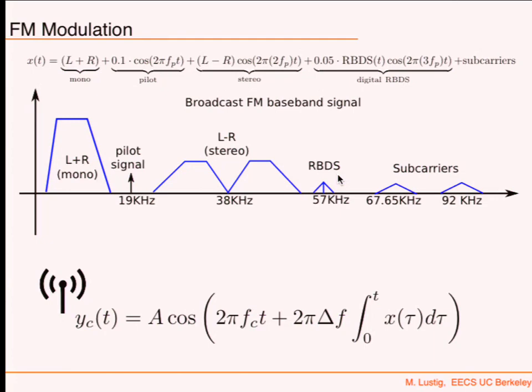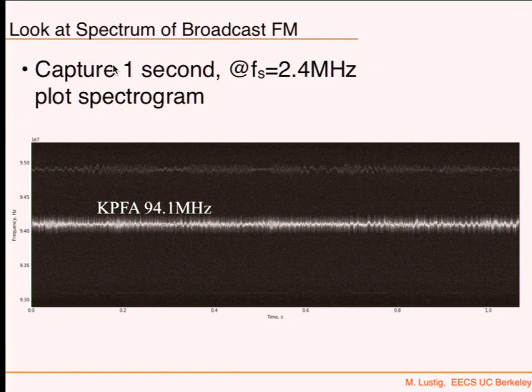Okay, so what you're going to do then is you're going to capture like 1 second. And the reason that you capture only 1 second first is because computing a spectrogram of 10 seconds is over 10 megabytes. It's too much. Even that takes a little bit. So first of all, you're going to capture 1 second at 2.4 megasamples per second. Okay, complex megasamples per second. Okay, and you're going to plot the spectrogram. And when you plot the spectrogram, you see that around 94.1, there is really a station that looks FM modulated. It's frequency modulated. There's frequency changes over time.